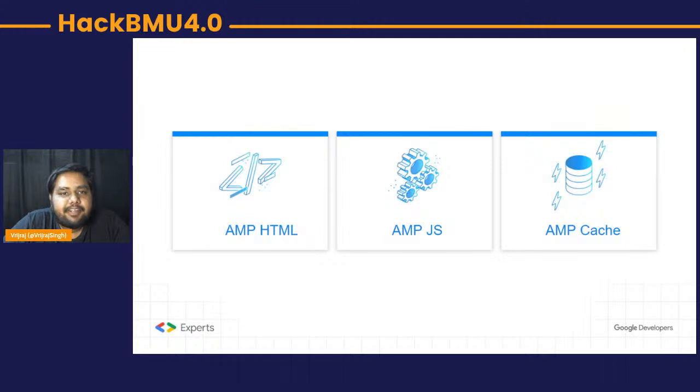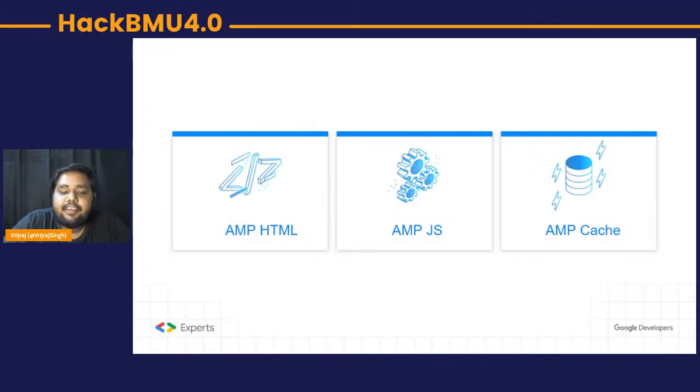AMP HTML is a modified version of HTML tags. For example, in HTML we have an image tag, or we have a video tag. But in AMP HTML, we have a modified version of HTML tags, like the amp-img tag and the amp-video tag.